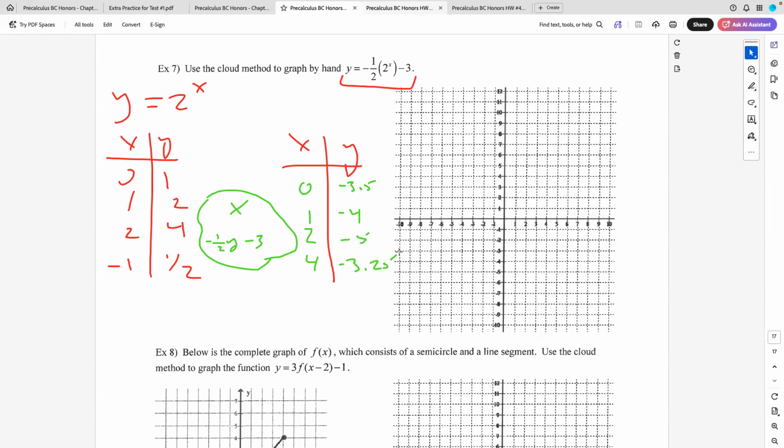And by the way, because it flips, is this an increasing or decreasing function? It's decreasing, because it flips. Exponential growth would be increasing. 2 to the x. Why -1?